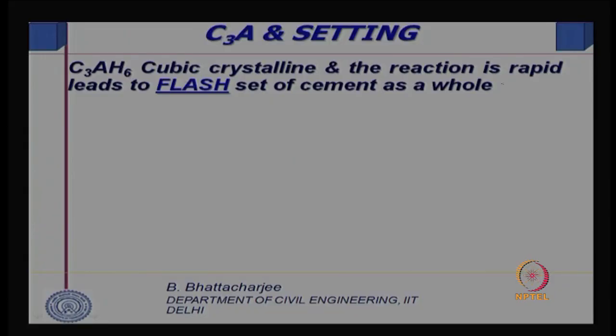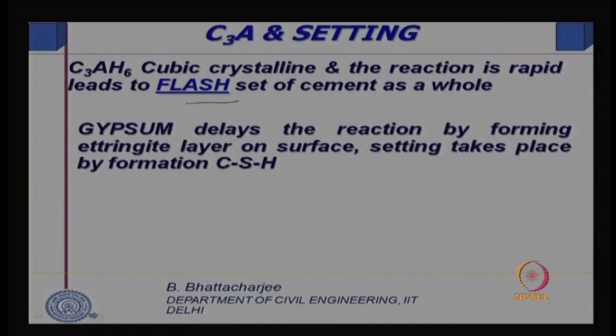So, C3A is cubic crystalline, and the reaction is rapid, leading to flash set of cement as a whole. It is not desirable because this flash set does not allow C3S and C2S to react. It quickly solidifies in a very short period, and other reactions do not continue. So, flash set is not desirable, and that is why we add gypsum to the cement.